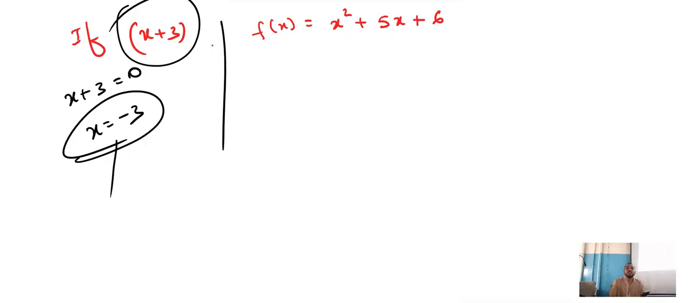Now substitute in this equation the value of x, minus 3. What do you find? The value of x minus 3. Can you find? Find it. What is another factor?